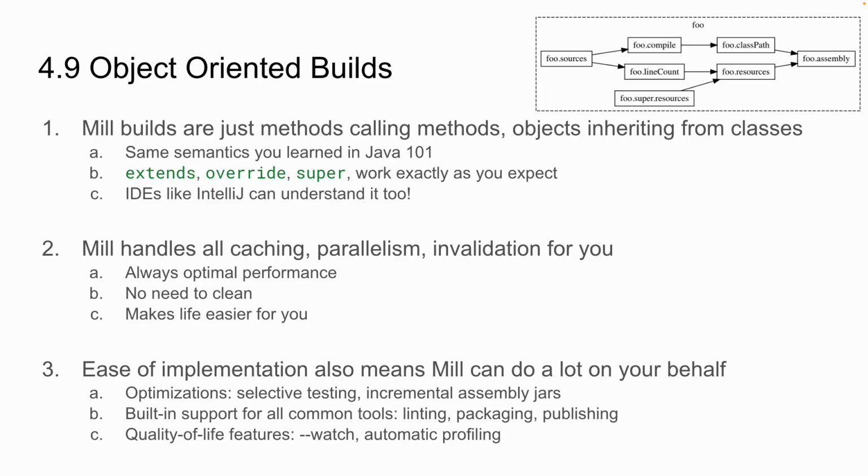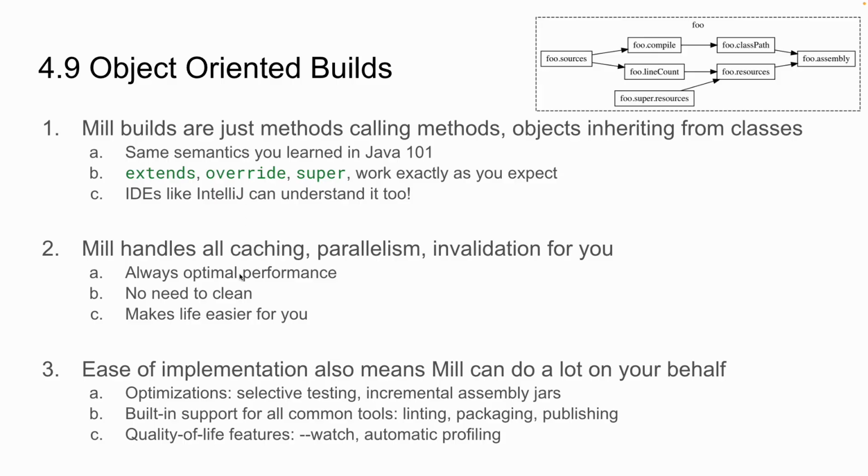So the long and short of this object-oriented build idea is that when your builds are just calling methods and objects inherited from classes, it works a lot better than the global variables you work with in Gradle or Maven or other build tools. IDEs are very good at understanding methods calling methods, so IDEs can explore Mill builds very well. IDEs are very good at understanding inheritance hierarchies, so IDEs can follow that. So all the IDE support I showed you earlier has no custom Mill logic. It's just a standard IntelliJ with the standard plugins that's able to understand Mill builds because they're standard JVM programs. All your extends, override, and super work exactly as you expect. You just write your object-oriented code and Mill handles all the rest for you.